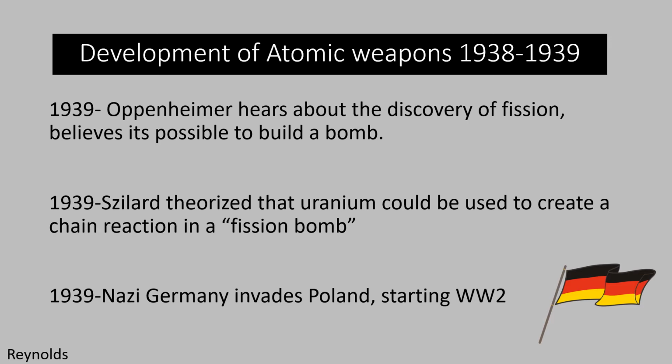1938 to 1939. In 1939, Oppenheimer hears about the discovery of fission. He believes it's possible to build a bomb. 1939, Szilard theorized that uranium could be used to create a chain reaction in a fission bomb. 1939, Nazi Germany invades Poland, starting World War II.